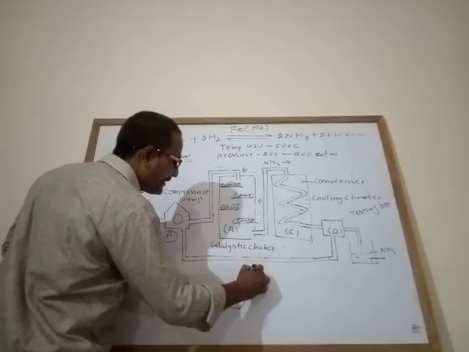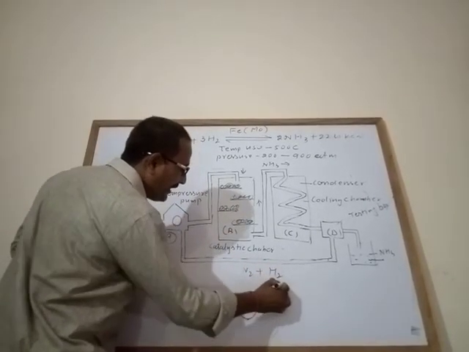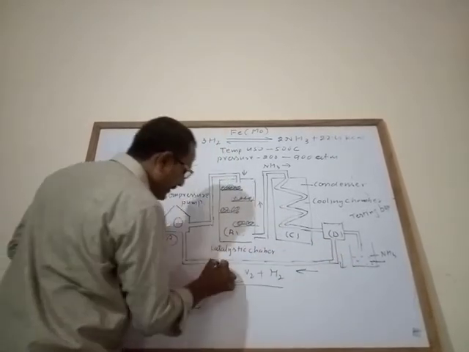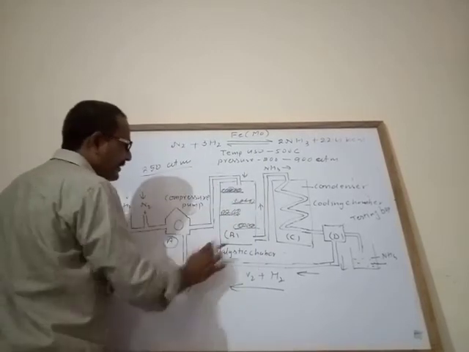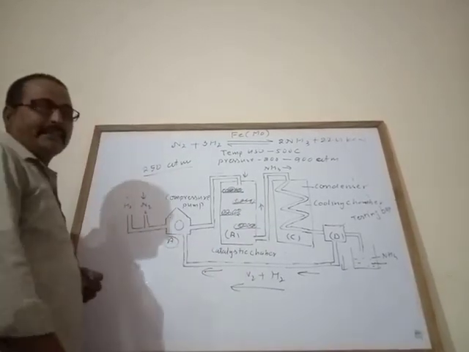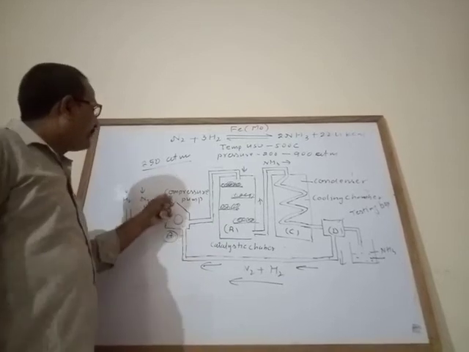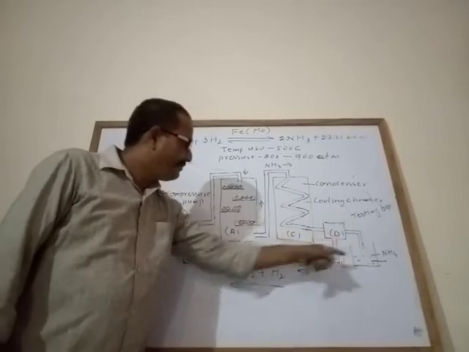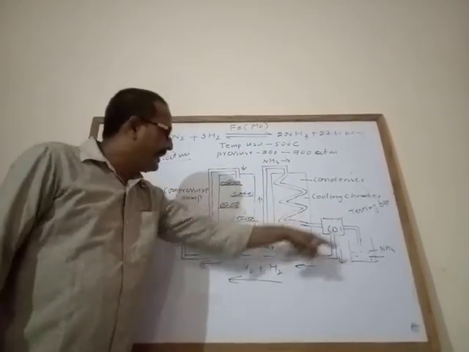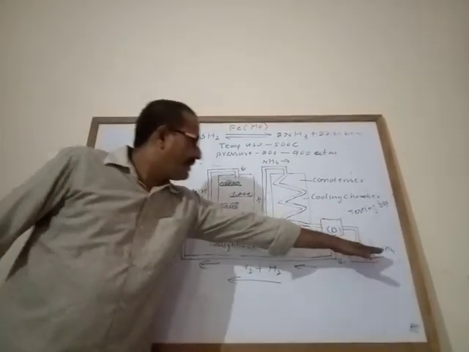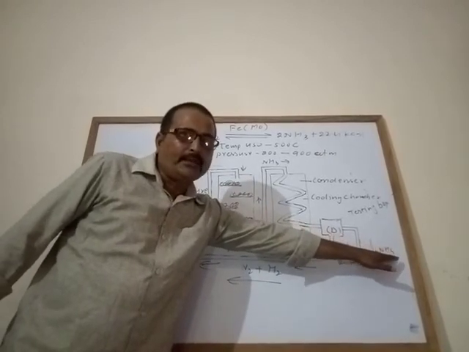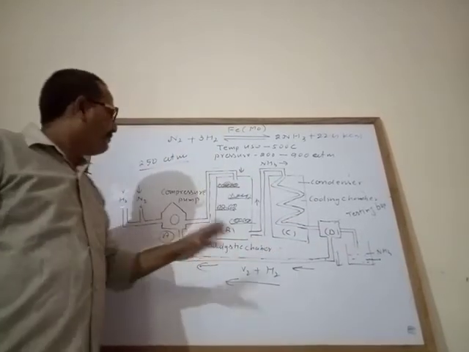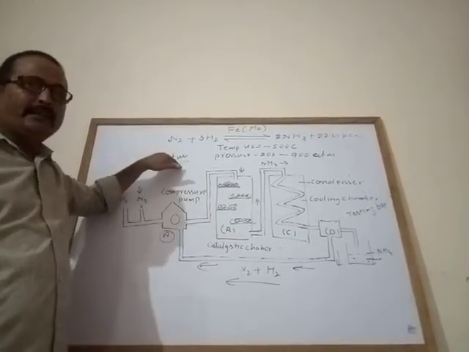Uncombined nitrogen and hydrogen, again you pass through to the heating catalytic chamber from the compressor pump. You pass through and the reaction continuously goes on, and finally you collect here liquid ammonia, means ammonia gas you can find here in the liquefied form. This is by Haber process.